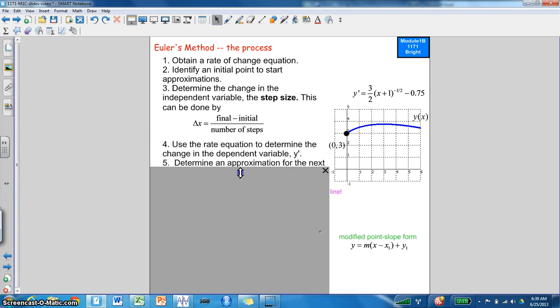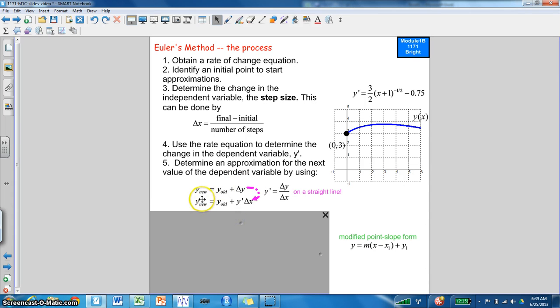And then after this, you're going to use the rate of change equation to determine the change in y prime, or the change in the dependent variable. And then you're going to get an approximation for the dependent variable using y new. So your new value is your old value, so that would be, say, 3 plus whatever your delta y is, whatever you change y by. But keep in mind this is the instantaneous rate of change, so we do have to multiply by whatever delta x was, and delta x, again, remember, was just this value up here.